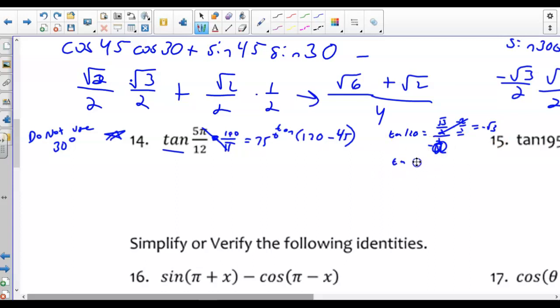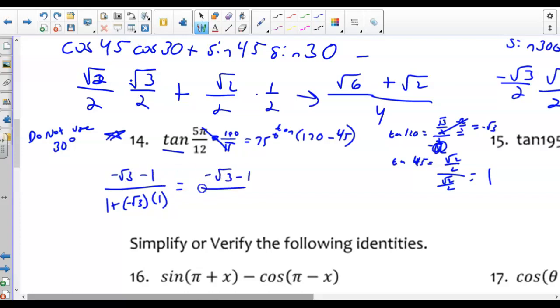And then tangent of 45 is radical 2 over 2 divided by itself, which equals 1. So tangent of 45 is 1. So anyway, tangent of 5 pi over 12, or 120 minus 45, is going to be negative radical 3 minus 1 all over 1 plus negative radical 3 times 1. All right. And when we do that, the top won't change, and the bottom, that's negative radical 3, so it's 1 minus radical 3 at the bottom. So there's the answer right there.